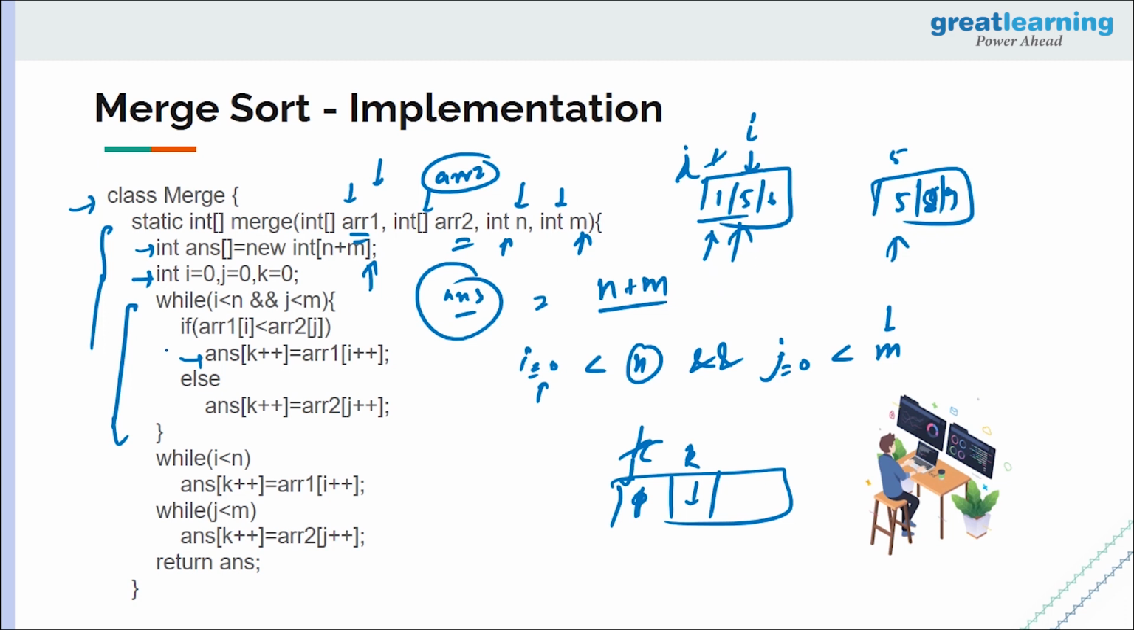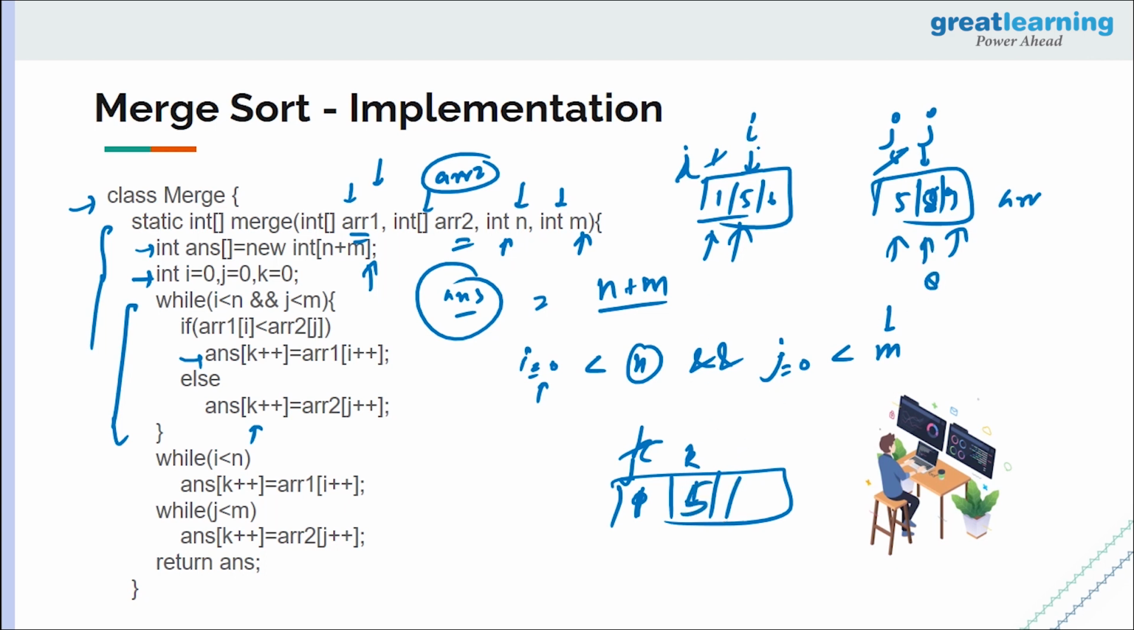Now if you have the same situation, that means i and j are the same, in that case the else part will be executed, and our pointer will point to the next location in the array, that is your array 2. So j will be pointing here, we'll now be pointing to 8, and 5 will be inserted.